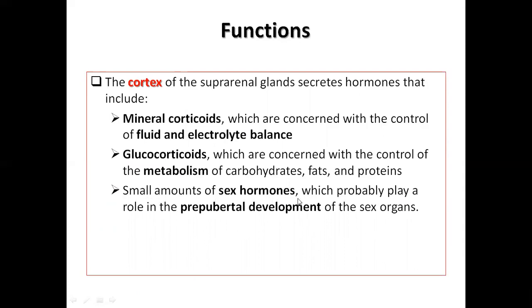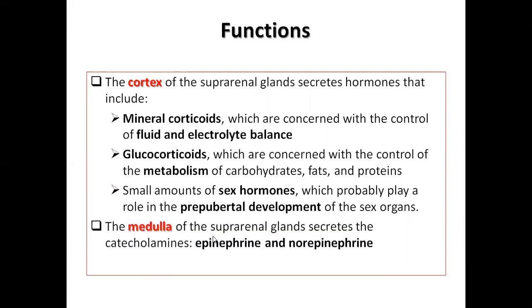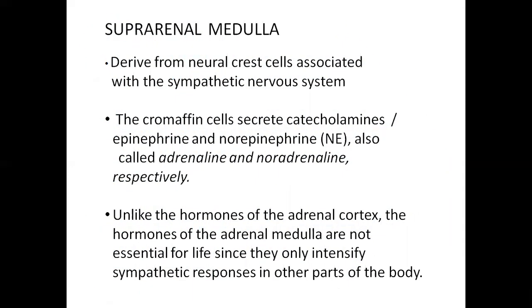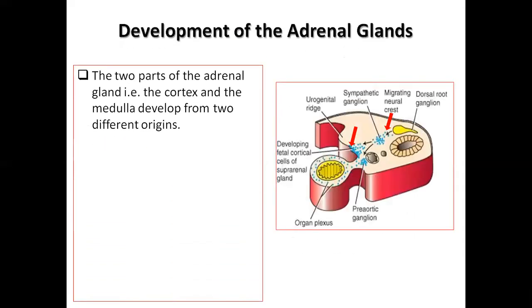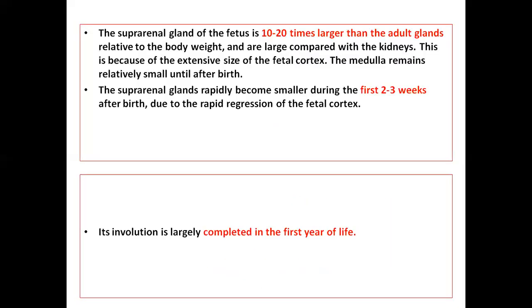Small amounts of sex hormones, which probably play a role in the pre-pubertal development of sex organs. The medulla secretes catecholamines, that is epinephrine and norepinephrine, also called adrenaline and noradrenaline. Development part will be discussed as a separate topic.